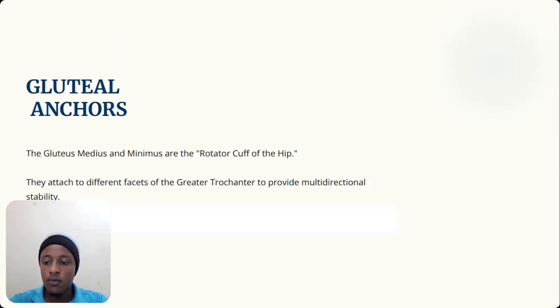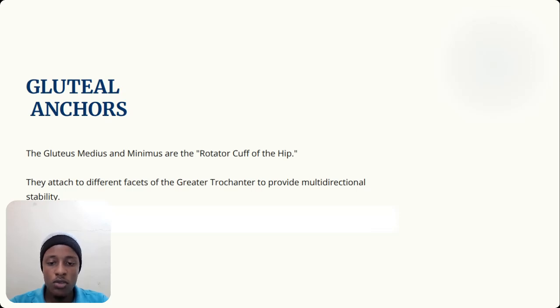Also, this greater trochanter has different clinical relevance. In clinic, it is a vital landmark. We use it to measure leg length disparity and as a guide for surgical access.